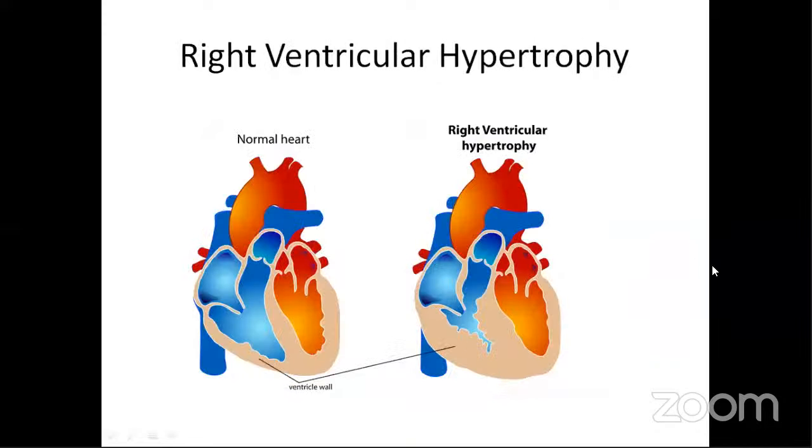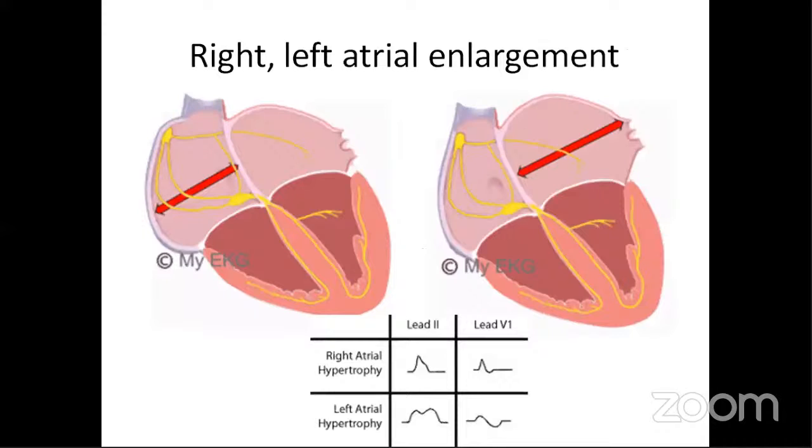And right ventricular hypertrophy is again a thickening of the wall, in the right ventricle. See the ventricle wall: here the thickness is normal, and here the thickness of the wall is high. So it is called right ventricular hypertrophy.